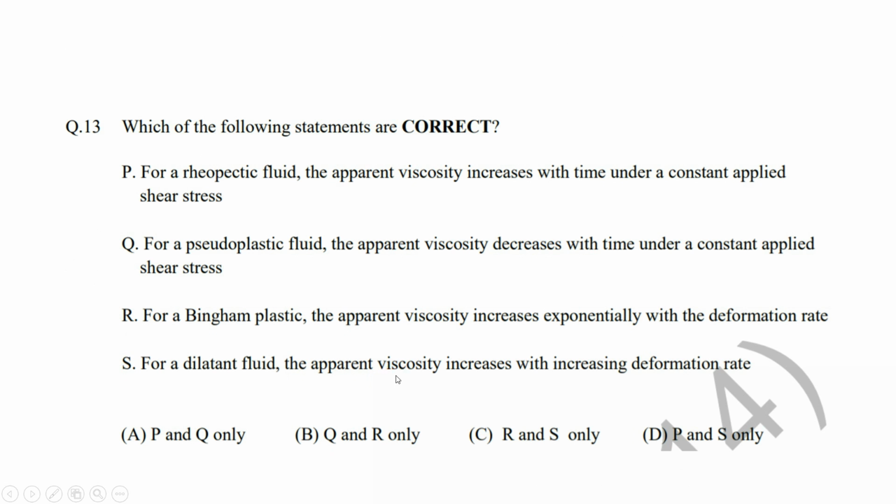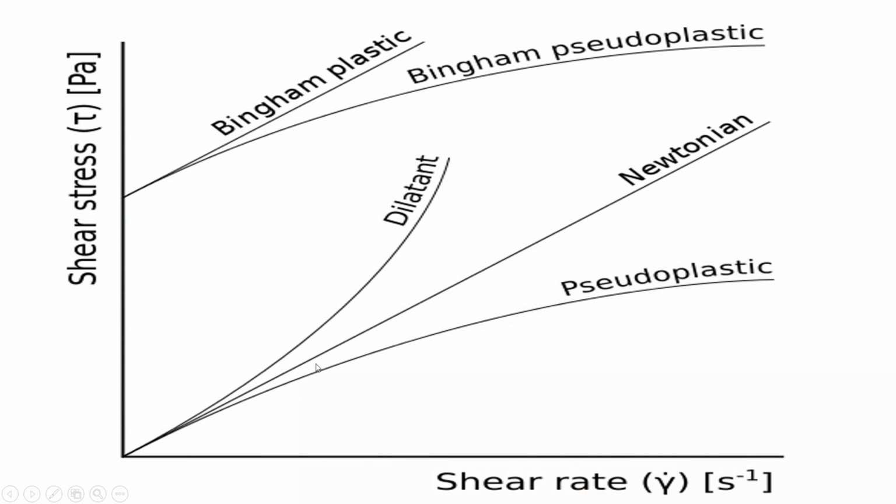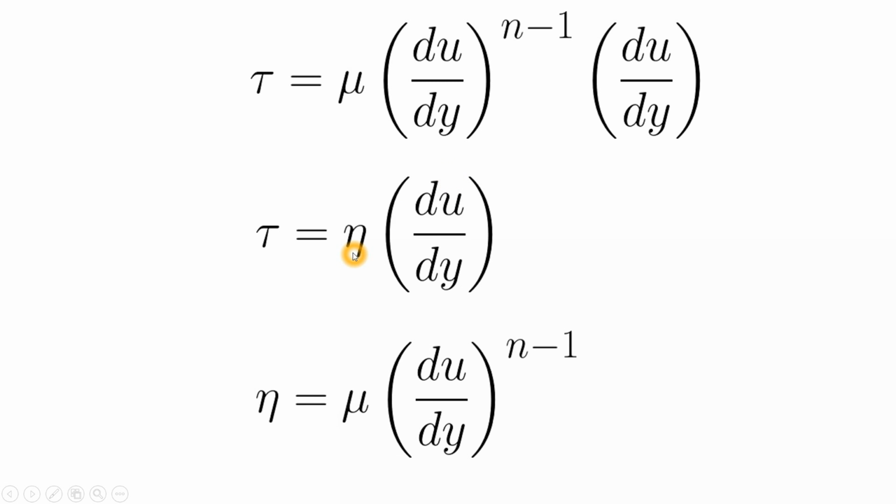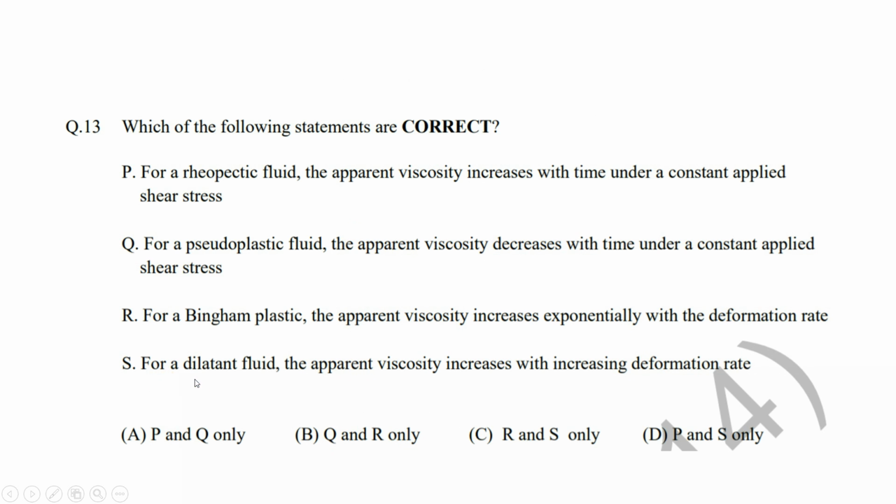For dilatant fluid, the apparent viscosity increases with increasing deformation rate. Shear rate and deformation rate are the same. So you can see here, if you draw a line here and see the slope, and if you draw again a line here and see the slope, you can see the slope is continuously increasing. If the slope is increasing, that means the apparent viscosity is increasing, since slope is nothing but apparent viscosity. So S is correct. For dilatant fluid, the apparent viscosity increases with increasing deformation rate. So P and S are correct. So option D is correct.